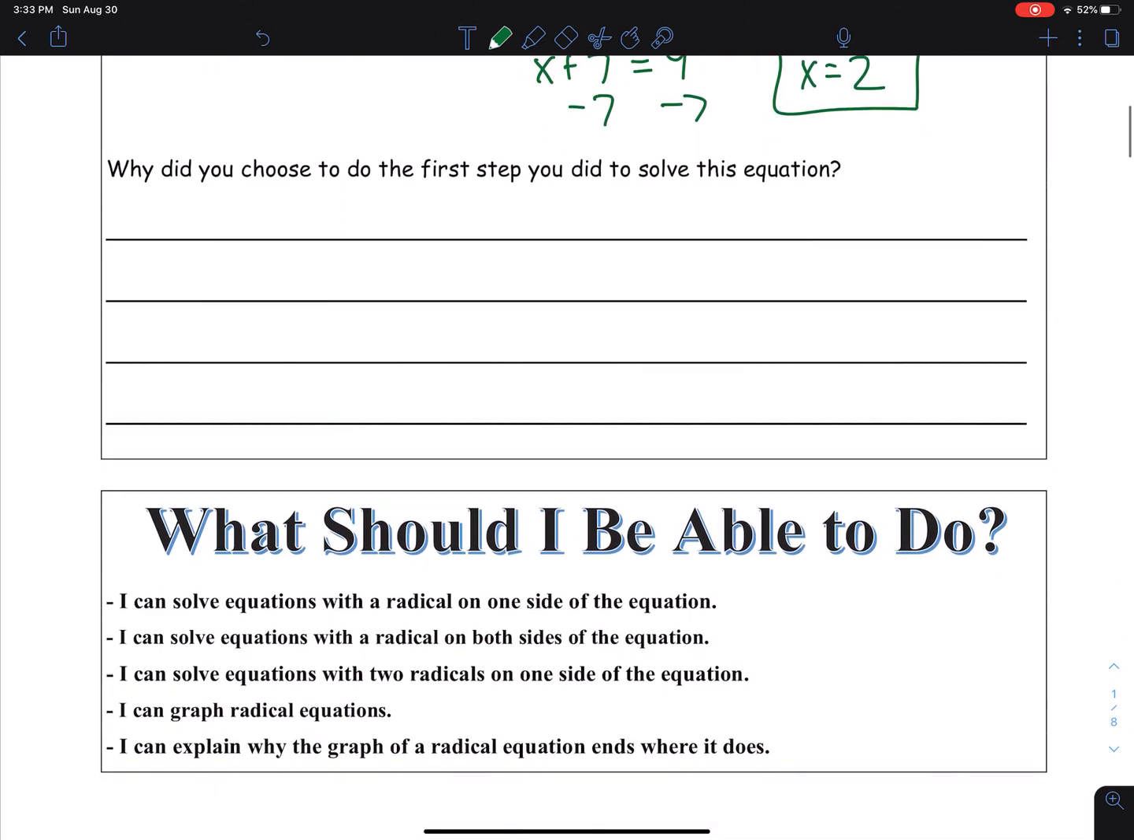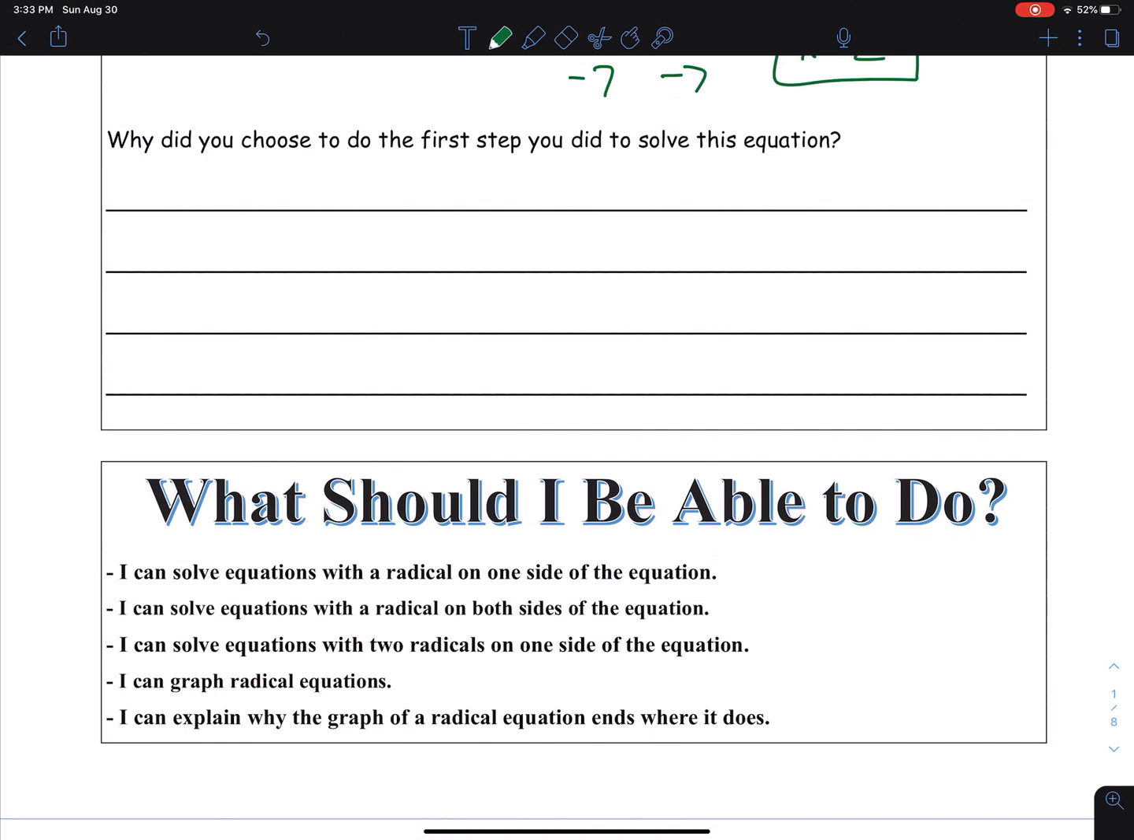So what should I be able to do by the end of the day? I can solve equations with a radical on one side of the equation. I can also solve equations with radical on both sides of the equation. I can solve equations with two radicals on one side of the equation. And then we're going to move on to graphing radical equations and explaining why the graph of the radical equation ends where it does. So let's go to the next page.